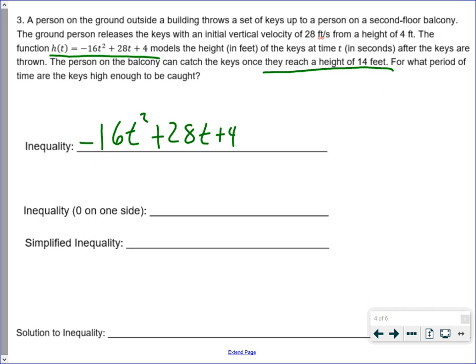And this inequality, which gives us the height of the keys after it's thrown, has to be greater than or equal to 14. Anything below 14 feet, the guy on the balcony cannot catch it. It's going to be too low for him to catch it. So it has to be 14 feet or higher for him to catch it.